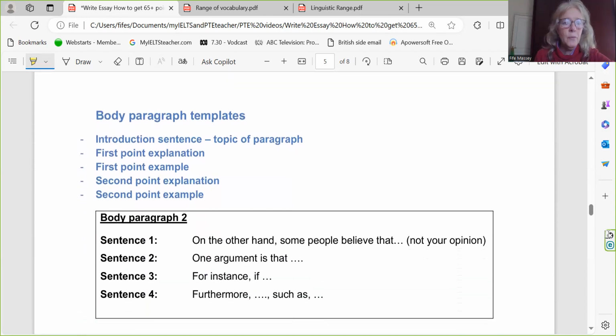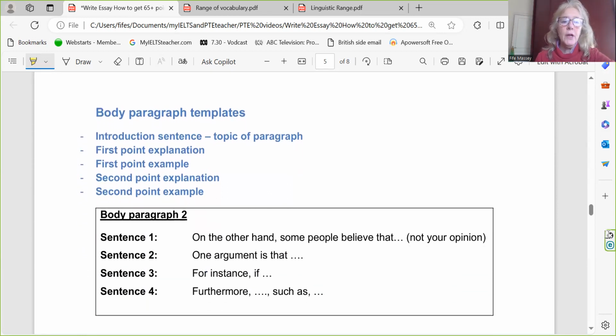Again, same formula. We're not going to change anything, but we are going to change the template because we need some variety in the way that we start our sentences. This paragraph is going to be about the disadvantages. And I'm also going to say this is not my opinion. So remember, you need to change that structure if you want to put your opinion in this paragraph and change it in the first paragraph. On the other hand, some people believe that. Sentence number 2 is the first point with the explanation, followed by sentence 3 with the example, followed by sentence 4 with your second point with example.